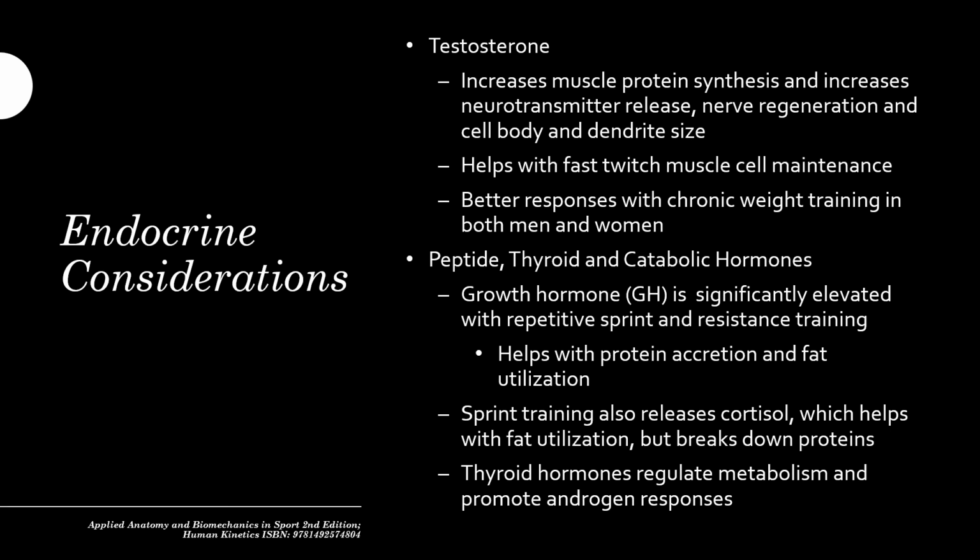Additionally, we need to pay attention to our other hormones, such as our peptide, thyroid, and catabolic hormones. The main catabolic or muscle building hormone we pay attention to is human growth hormone. This is usually elevated with repetitive sprint and resistance training, and this is usually what helps in combination with testosterone to increase protein accretion and fat utilization. So this is going to help with improving body composition for sprint performance.